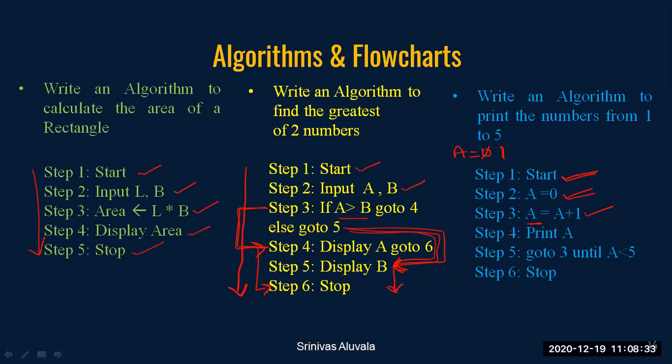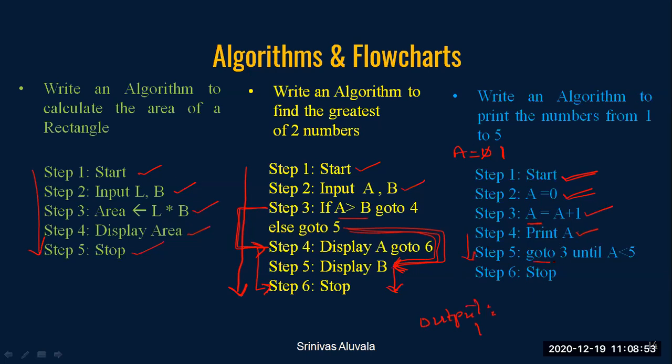Then after moving to the fourth step, print a. I'll write the output here, the output of the algorithm, and it prints 1. What does it print first? It prints 1. After printing 1, it goes to the next step. Fifth step is the next step.